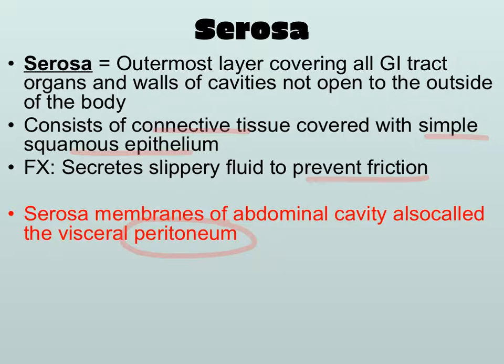So the serosal layer has a section that secretes a little bit of fluid into a small cavity that allows those organs to be sitting next to each other and kind of slide past each other rather than rub up against each other and essentially cause friction and burst open.